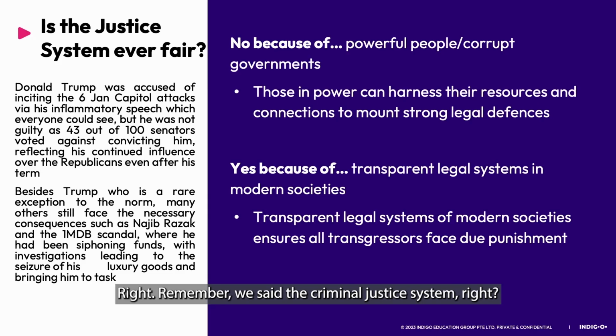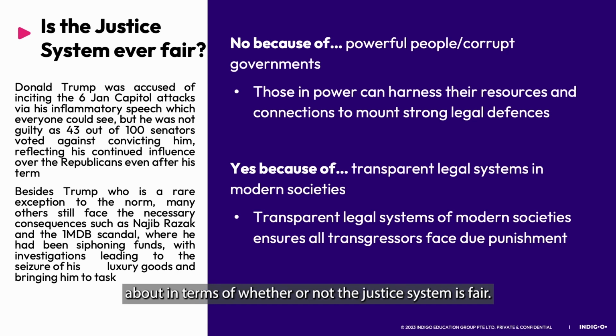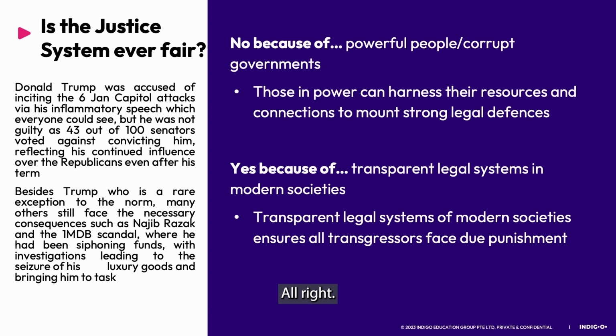Right? Remember, we said the criminal justice system, punishment was supposed to be fair. But if punishment is unfair and allows some people to get away with things more easily, how is that fair? Okay, so that's something that you also want to think about in terms of whether or not the justice system is fair. All right? Okay, so that's about it. That's basically, in a nutshell, all the different things that you want to consider.